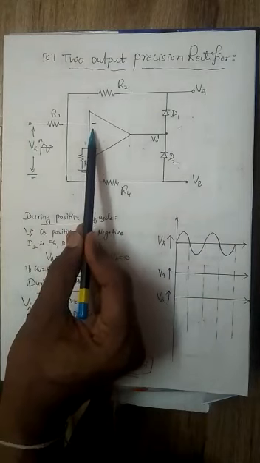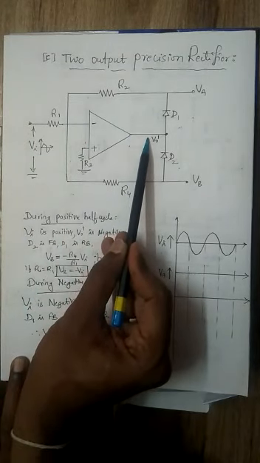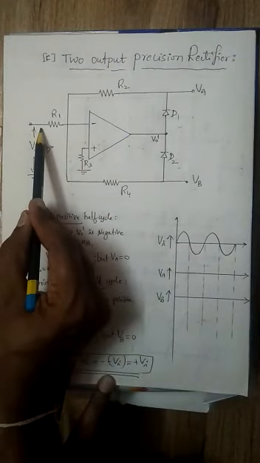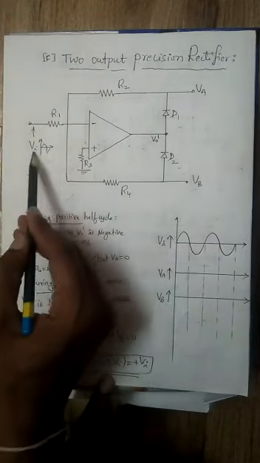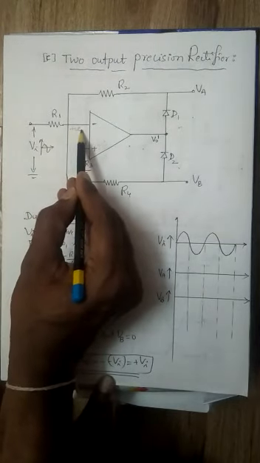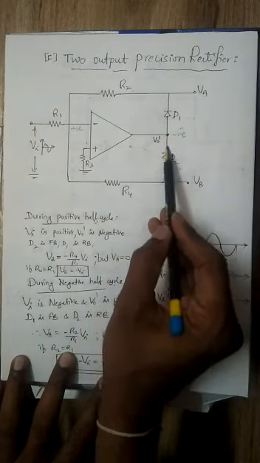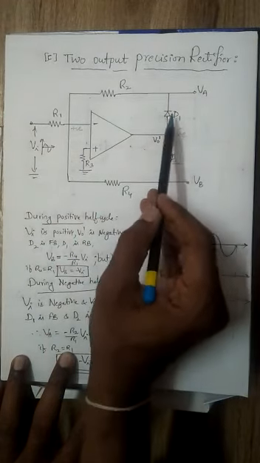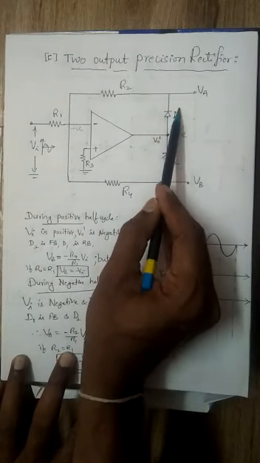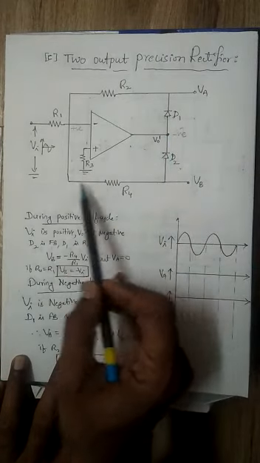You are applying the input to the inverting terminal, so the polarity of the output is always opposite to the input signal. During the positive half cycle, Vi is positive, so V naught dash is negative. This particular diode is forward biased and the other is reverse biased, because its anode is getting negative potential. The forward biased diode starts conducting.